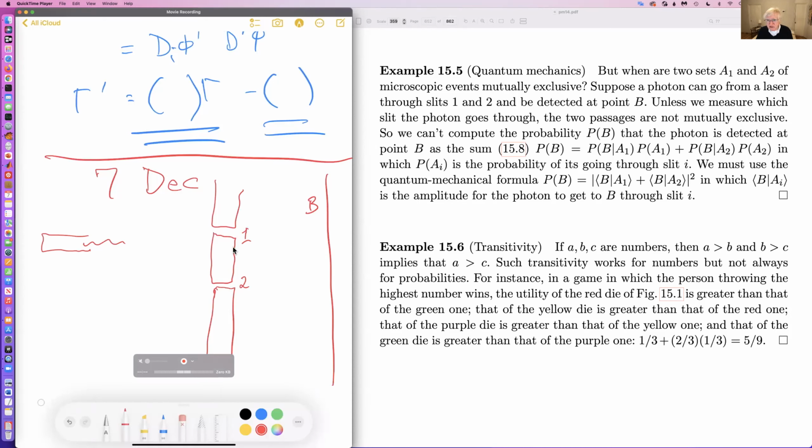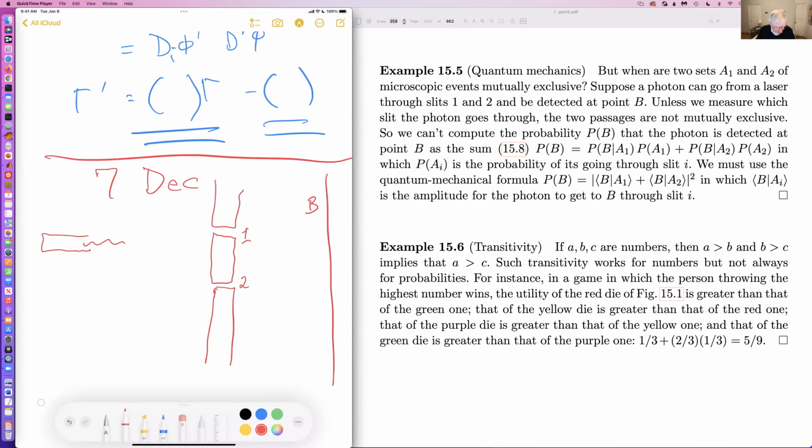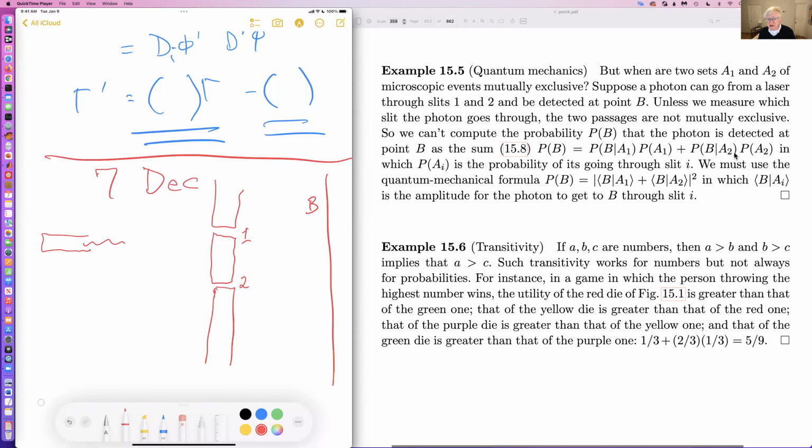And unless we measure which slit the photon goes through, the two passages are not mutually exclusive. So we can't compute the probability the photon is detected at B as the sum of the probability of going through slit 1 times the probability of getting to B, given that it goes through slit 1, plus the probability that it goes through slit 2 times the probability that it gets to point B, given that it's gone through slit 2. This is the classical formula, and it's not right.